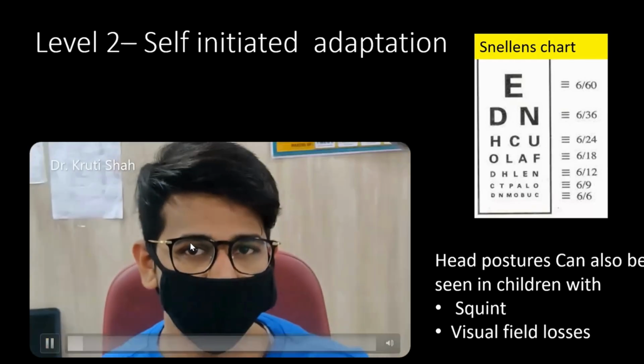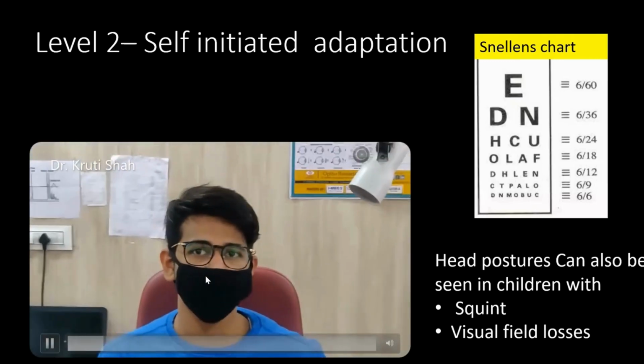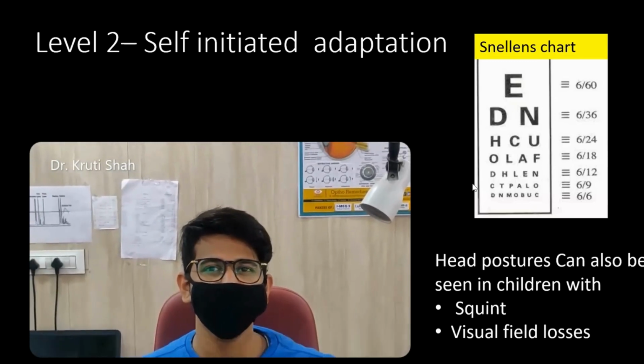So if you see the eyes are moving. It is a horizontal jerk nystagmus. And he's trying to read the chart, which is at 10 feet from him.